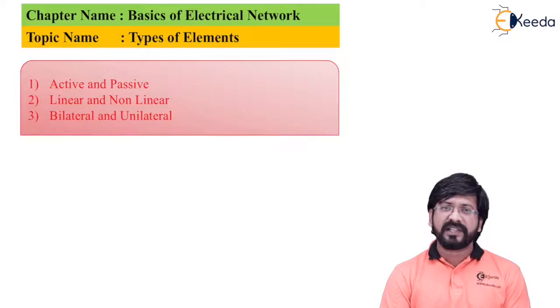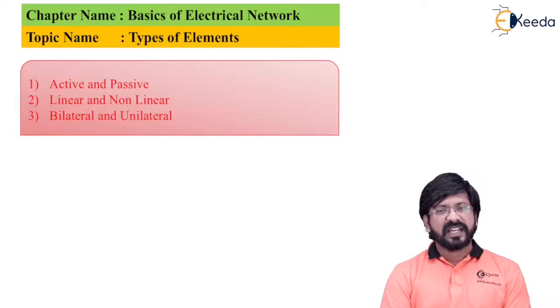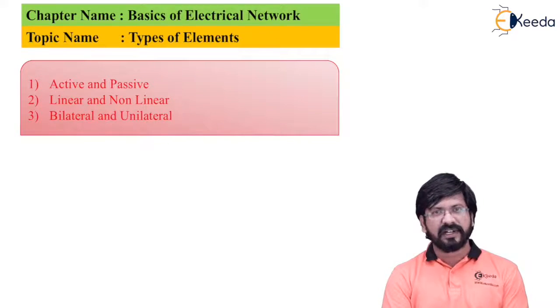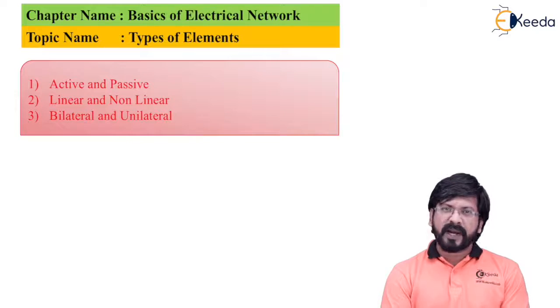Diagonally opposite quadrant means whatever you see in the first quadrant, if the diagonally opposite quadrant, which is the third quadrant, gives you the same behavior, then it is a bilateral component. Whereas if you see a different characteristic in the first quadrant and the third quadrant, then it is a unilateral device. Let's say a diode, which gives you a different forward bias characteristic and reverse bias characteristic.